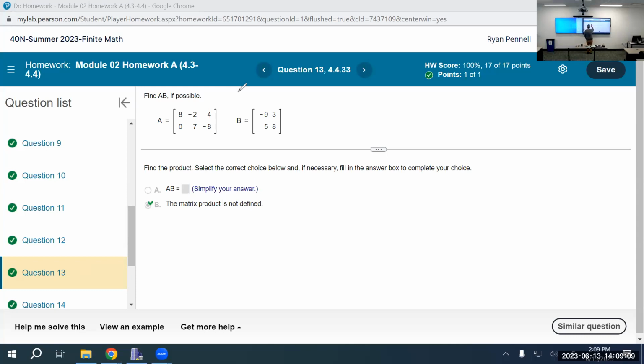Okay. Well, this is a 2 by 3, and this is a 2 by 2. So A by B is 2 by 3, 2 by 2. Uh-oh. The inner dimensions are not equal. So this is not defined. This is not defined to exist, right?